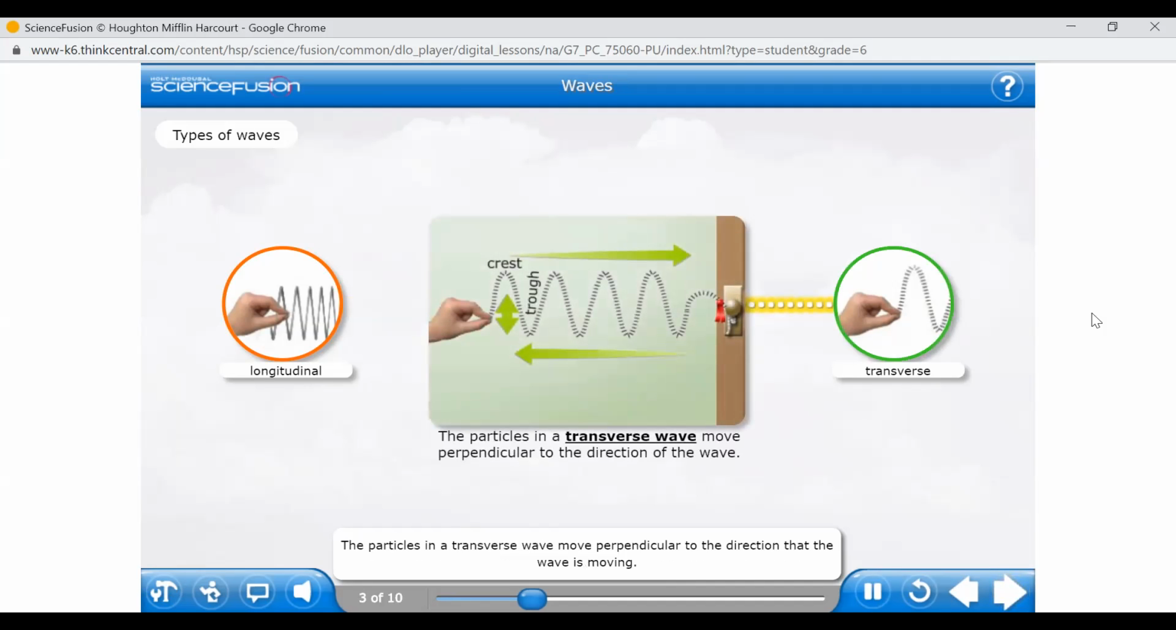The particles in a transverse wave move perpendicular to the direction that the wave is moving. If you tie a string to a doorknob and move the end of the string up and down, it is an example of a transverse wave. The string particles move up and down, but the wave moves forward. The top part of the wave is called the crest, and the bottom part is called the trough.